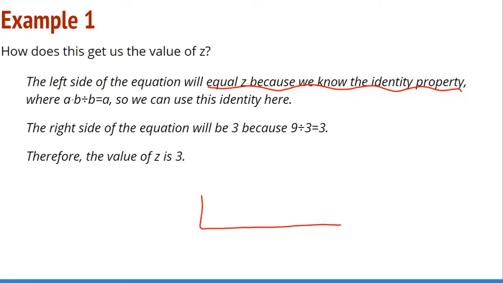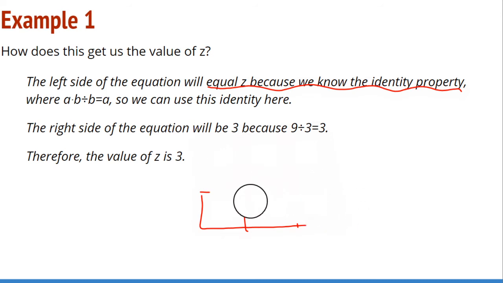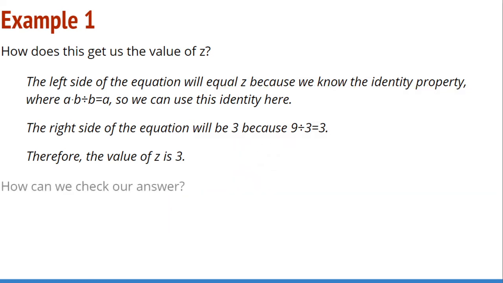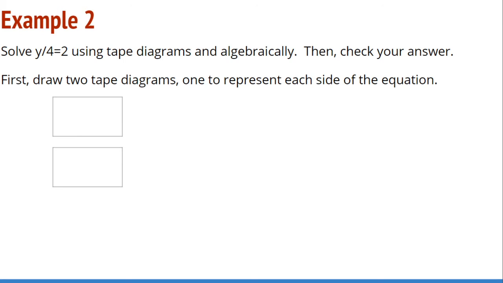And I drew the tape diagrams showing if the top one was in 3 pieces, the bottom one can be in 3 pieces. And therefore, the z is equal to 3. And we can check our answer by substituting. I can actually insert the 3 where the z was, and 3 times 3 is equal to 9. So our number sentence is true, our value of z is correct, we're going to do okay on this.